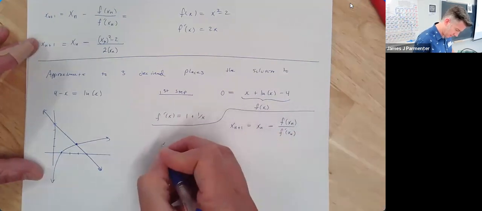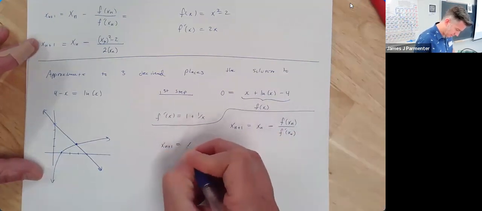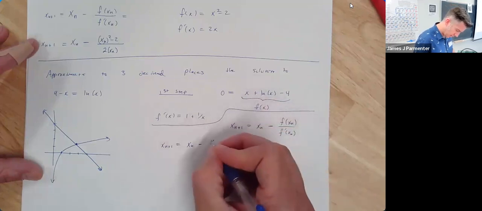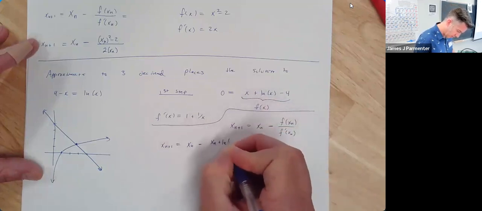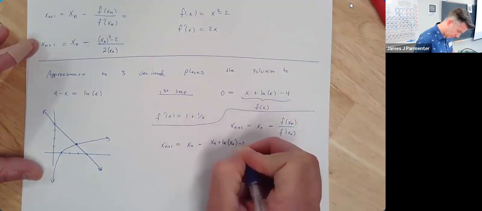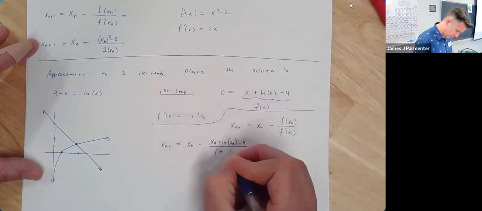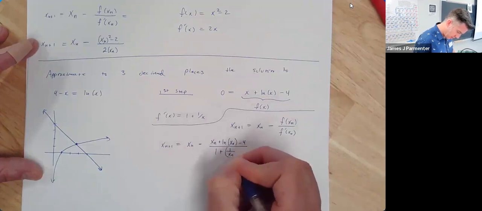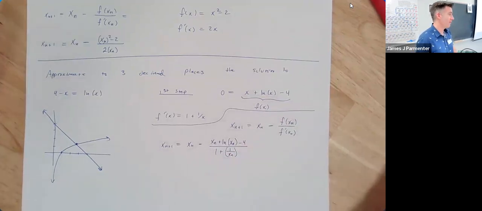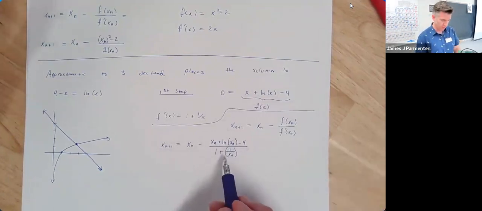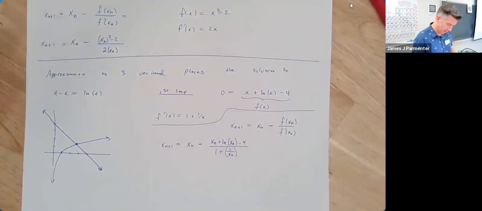So in this particular case, it's going to be x sub n minus f of x sub n, which is x sub n plus the natural log of x sub n minus 4, over f prime, which is 1 plus 1 over x sub n. If you don't like writing the x sub n's, you don't have to. You can just say x minus x plus natural log of x minus 4 over 1 plus 1 over x. And then just start guessing away.